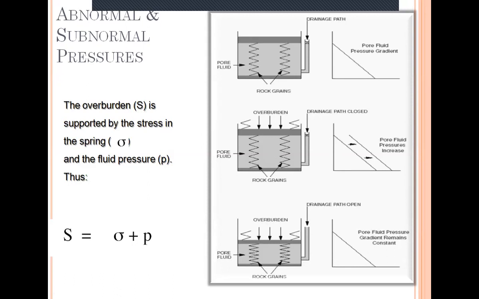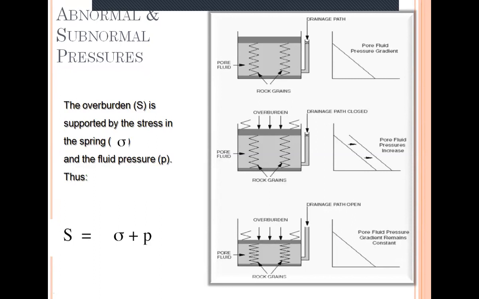So what will be the consequences of this? We will have abnormal pressure, right? So this is our normal pressure gradient. If we increase the overburden, but there is no way the fluid inside the formation can go out, the pore pressure will increase. So we will have abnormal pressure. Second case, what if we have extra overburden, but the fluid inside the rocks is free to go? Then our pore pressure will remain the same.